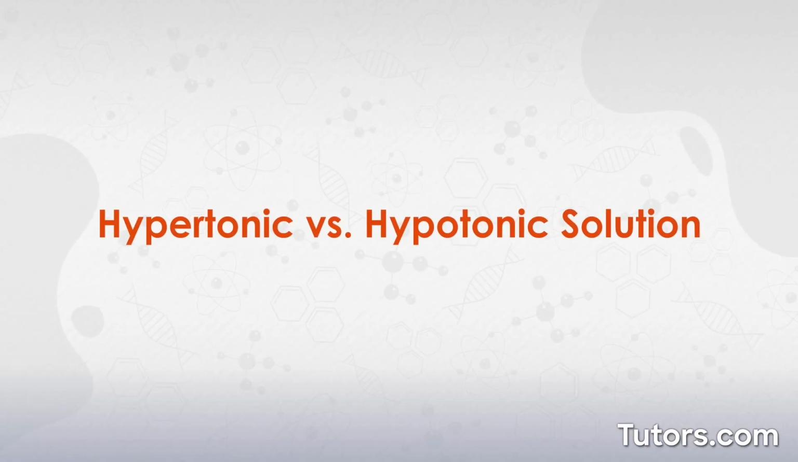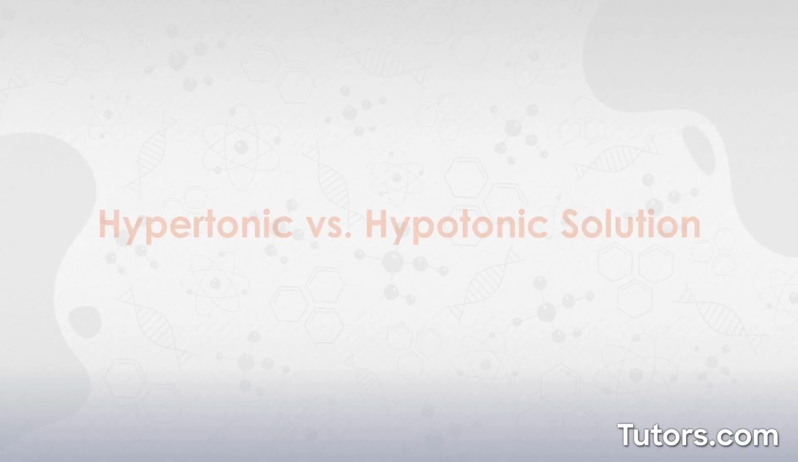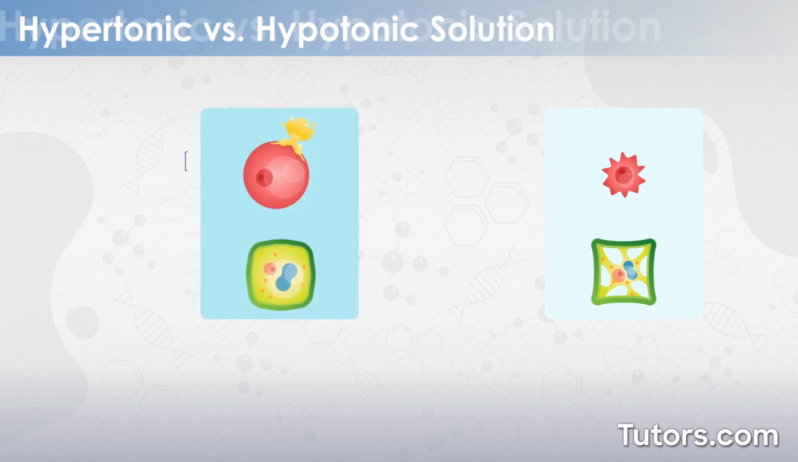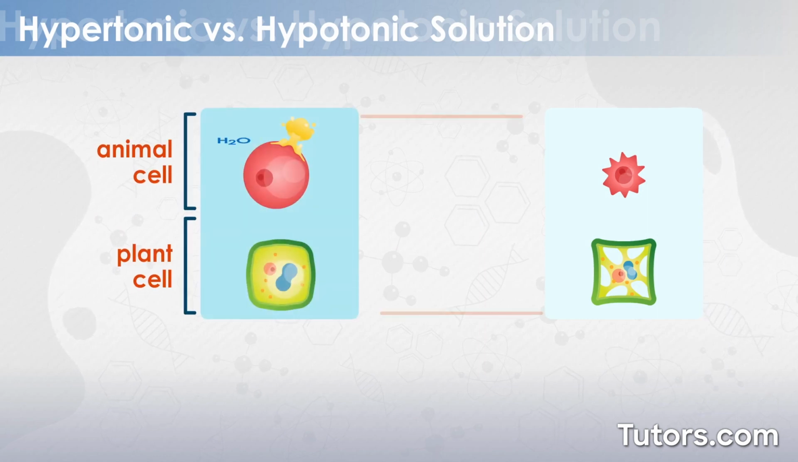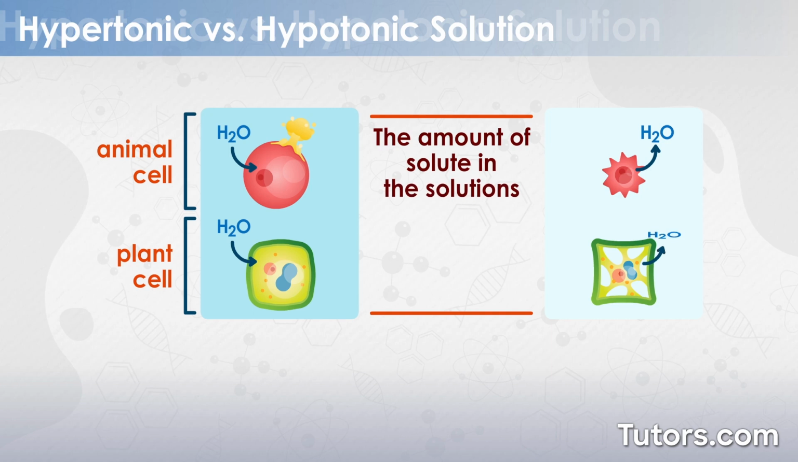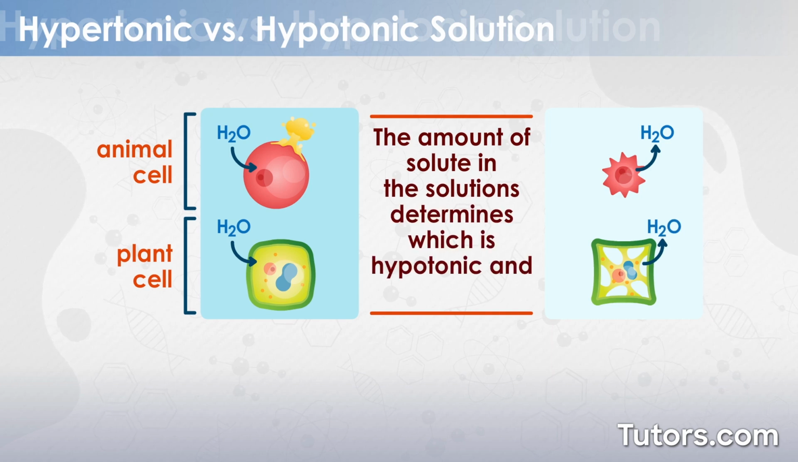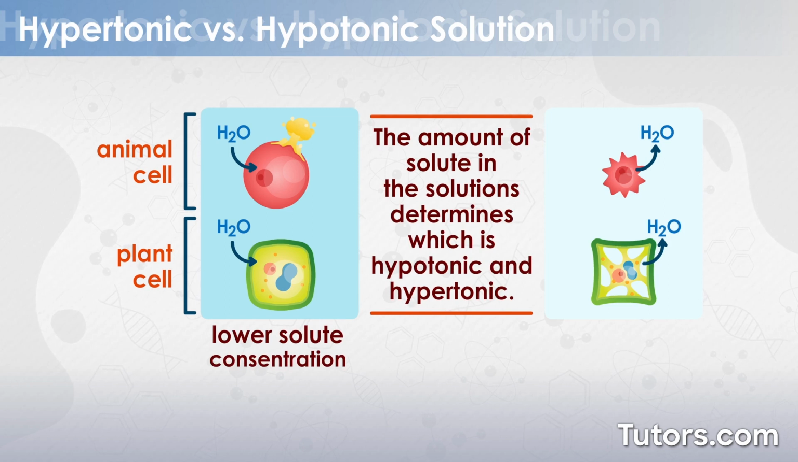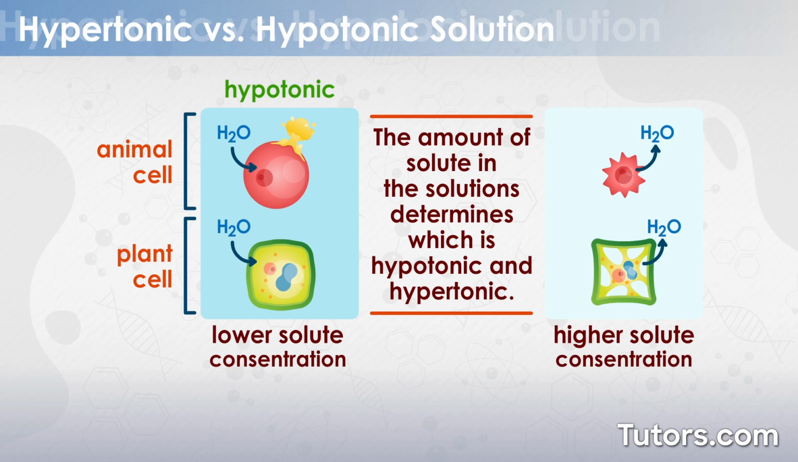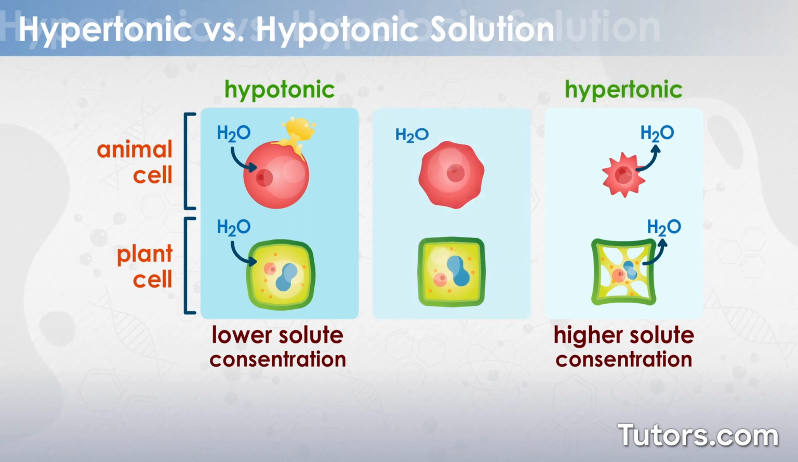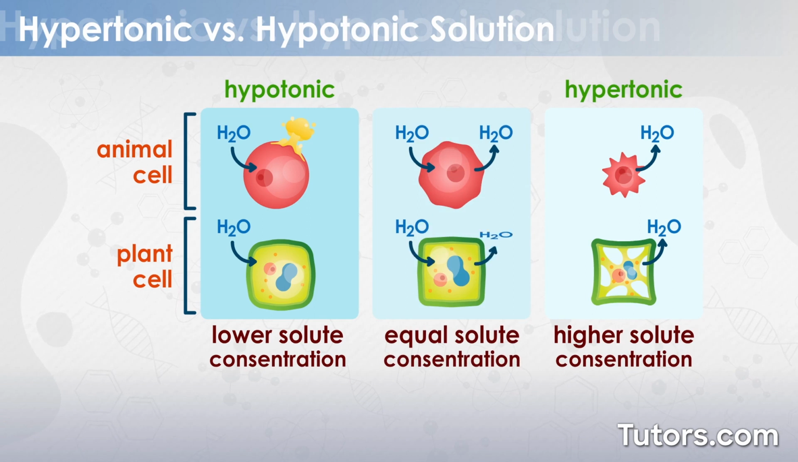Hypertonic versus hypotonic solution. Hypertonic and hypotonic solutions are comparatives, and the amount of solute in the solutions determines which is hypotonic and hypertonic. The solution with a lower solute concentration is hypotonic. The solution with a higher concentration of the solute is hypertonic. Two solutions with an equal amount of solute are isotonic.